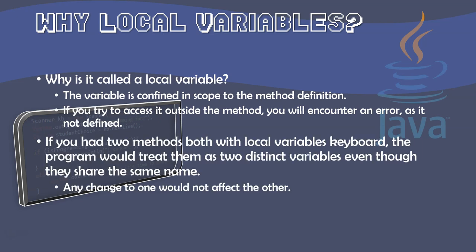So, for example, if we have two methods with both local variables named keyboard, the program would treat them as two distinct variables, even though they share the same name. Any change to one variable will not affect the other because, again, they only exist within the scope of that method.